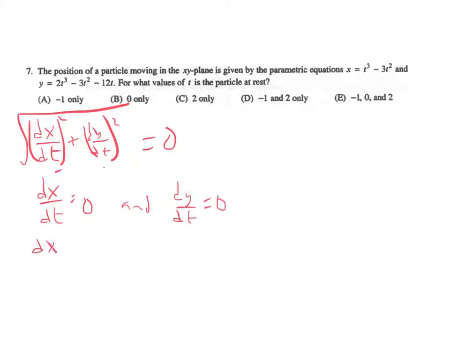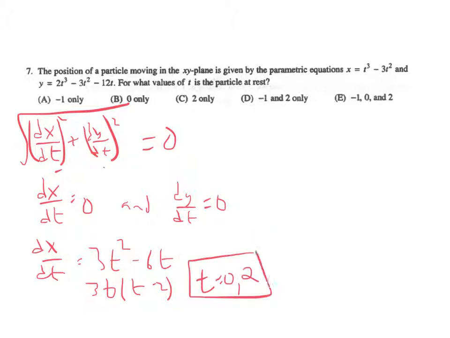So if you find dx dt, you see that that is 3t squared minus 6t, which is 3t times t minus 2. So that happens at t equals 0 and t equals 2. So those are 2 candidates.